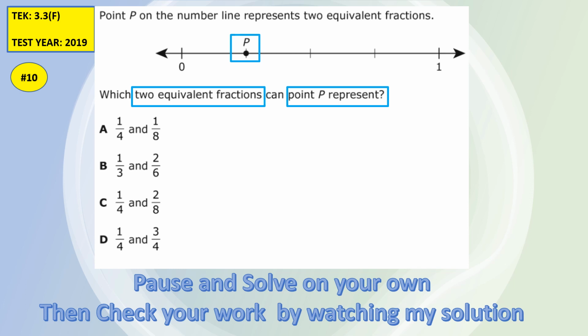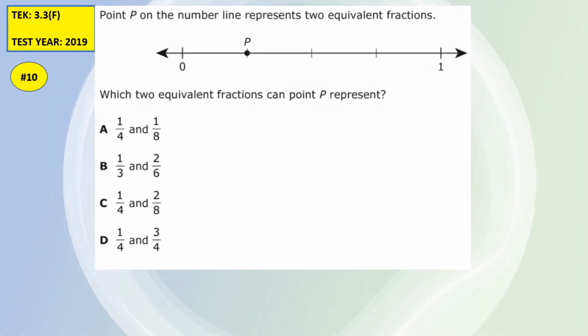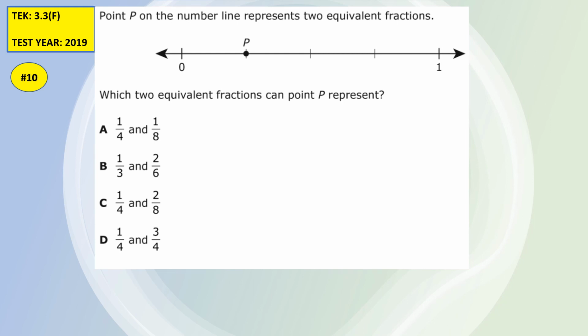I want you to please pause and solve on your own. Then check your work by watching my solution. Okay, let's take a look at what they want us to do. We're trying to figure out the two equivalent fractions that represent that point, point P, on this number line.